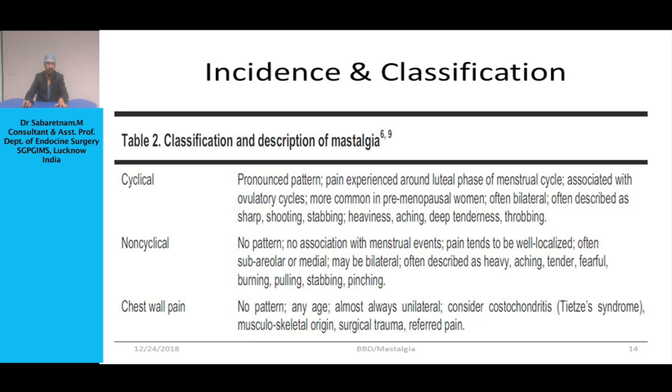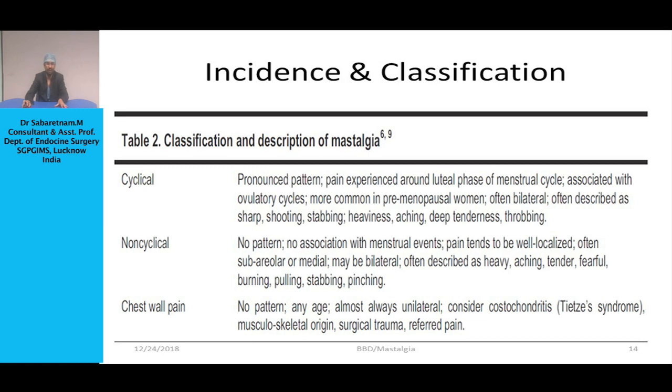Cyclical mastalgia has a pronounced pattern, pain experienced around the luteal phase of the menstrual cycle, associated with ovulatory cycles, more common in premenopausal women, often bilateral, and described as sharp, shooting, stabbing, heavy aching during the periods. Non-cyclical has no pattern, no association with menstrual events, tends to be well localized, subareolar, medial, very difficult to treat. Chest wall pain has no pattern, and we have to rule out costochondritis or Tietze syndrome. It is always musculoskeletal in origin.